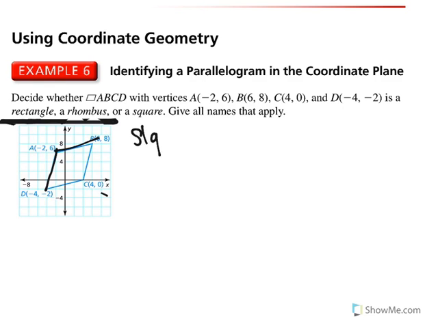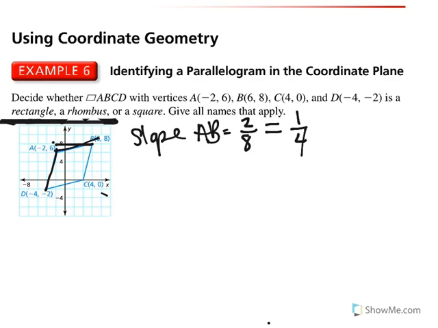Okay, so slope of AB. And we know that slope is rise over run, so we're going to rise 2 over, let's see, 2, 4, 6, 8. And for those of y'all watching, your grid is going by 2's, so you have to be very careful. So 2 over 8 reduces to 1/4.